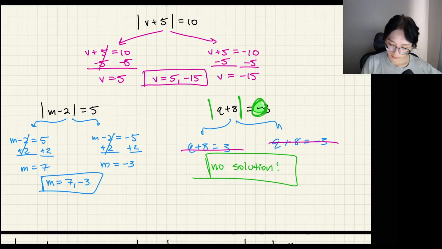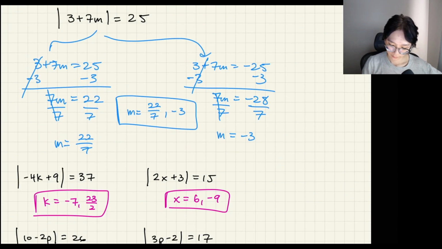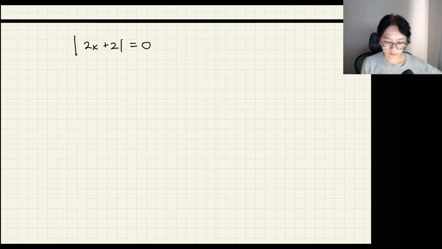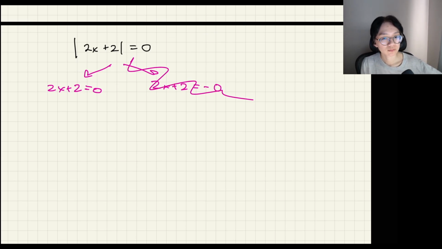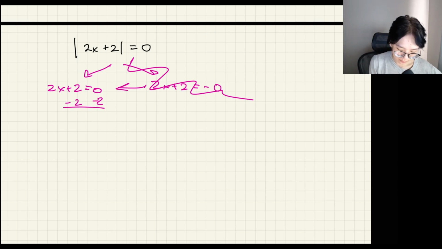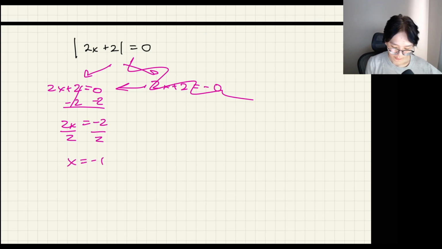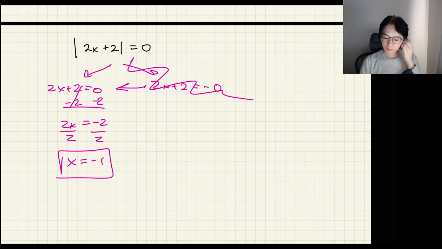And as a quick thing, if you have something equal to 0, I could say 2x plus 2 equals 0. You're going to be like, okay, split into 2. Okay, 2x plus 2 equals positive 0. 2x plus 2 equals negative 0. Can 0 be negative? Not really. So you just don't even do it. Negative 0 is the same thing as positive 0. Minus 2, minus 2. 2x equals negative 2, divided by 2. X equals negative 1. And that's it.